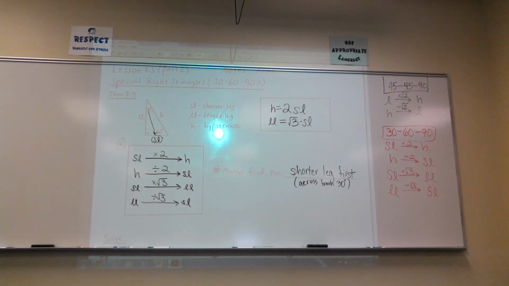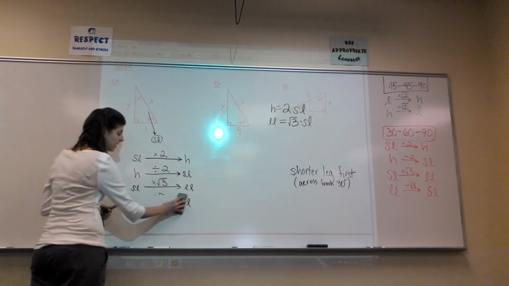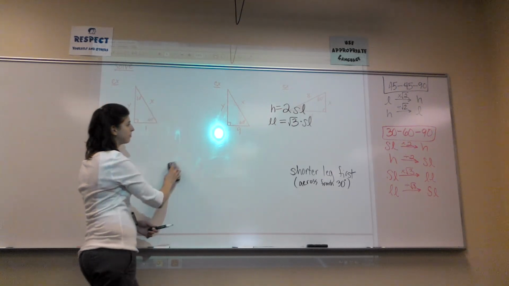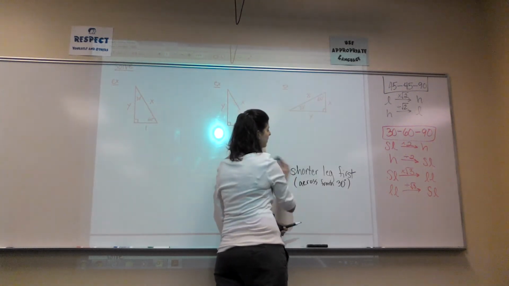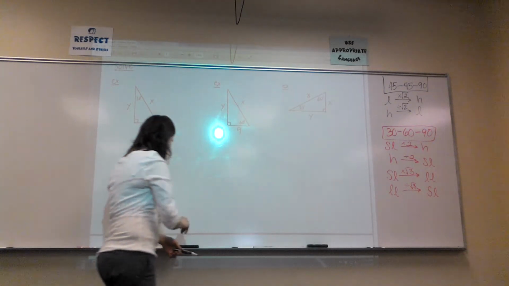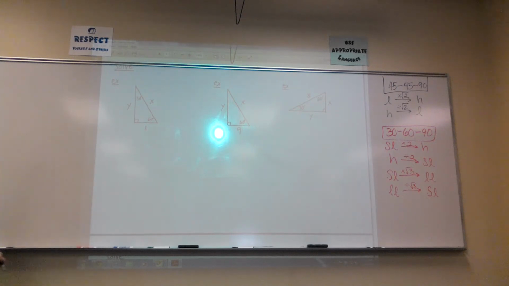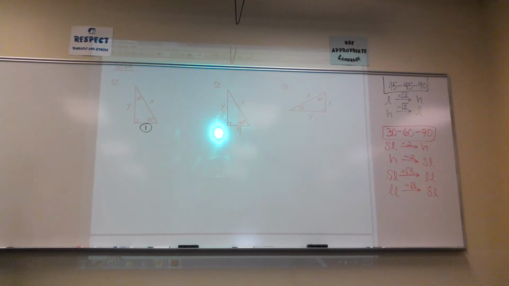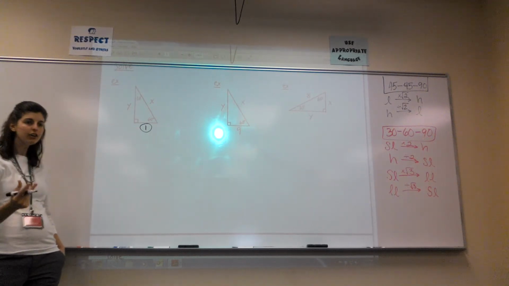All right, I'm going to scroll down. Always find the shorter leg first. So here we go. So one of the main questions I'm going to ask you is, are we given the short leg? And if not, we're going to need to find that first. All right. Here we go. We're given 1 right there. What is the 1 representing? Is it the shorter leg, the longer leg, or the hypotenuse?